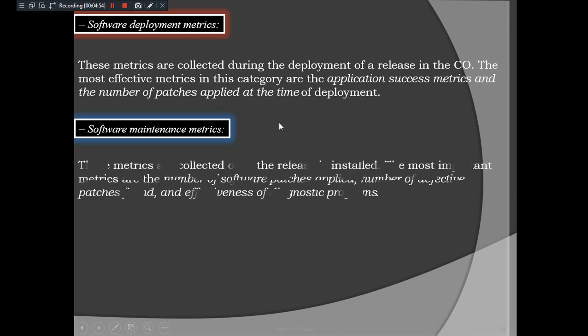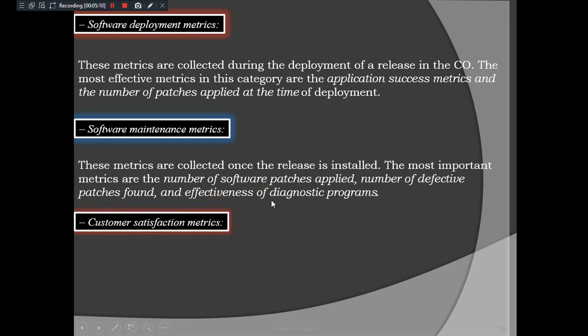The last one is software maintenance metrics. These are normally collected once the release is installed. The most important are the number of patches applied, the number of defective patches found, and the effectiveness of diagnostic programs. So how sure are you that a defective patch is found, whether it is defective or not? If it is defective, whether you are going to apply the patch or not, and what is the effectiveness of the diagnostic program. All these are parameters assessed to measure the performance of the software maintenance process.